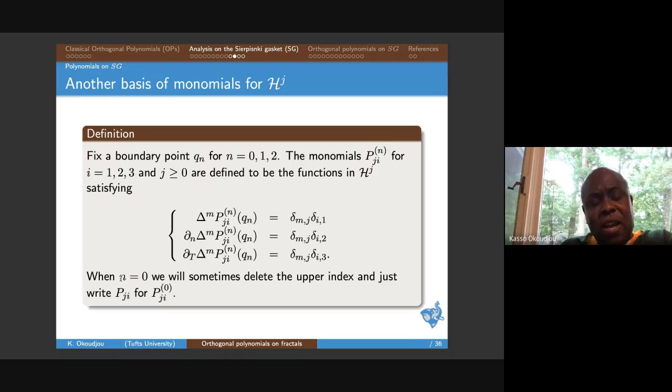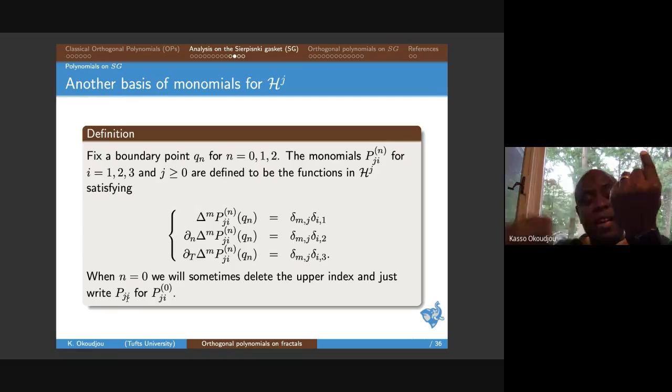When I look at the n equals 0 family, I'm just going to remove the subscript 0, and denote them P_j^i. So for the remainder of the talk, when you see P_j^i, just think of the fact that I'm setting the vertex to be 0. That way I'm evaluating all my polynomials and looking at everything from that point. So if I set i to be symmetric, I'll be symmetric with respect to the line that goes through that point and through the midpoint of the opposite base.